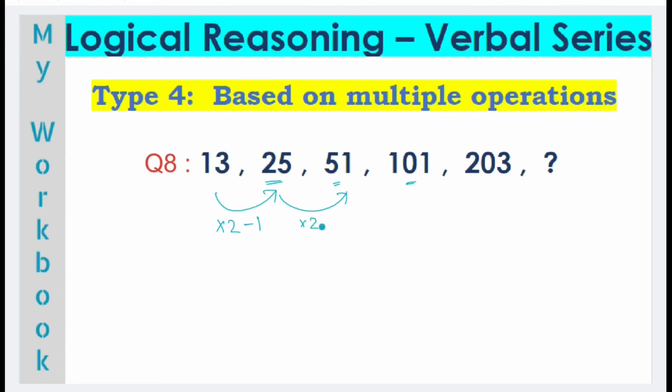25 into 2 will be 50. They have added a 1. 51 into 2 is 102. Take away 1. 101 into 2 is 202. Add a 1. So the pattern is multiply by 2 and then subtract and add 1 alternatively. So the next element will be 203 into 2 minus 1. It is 405. So there's a combination of operations, multiplication followed by addition and subtraction.